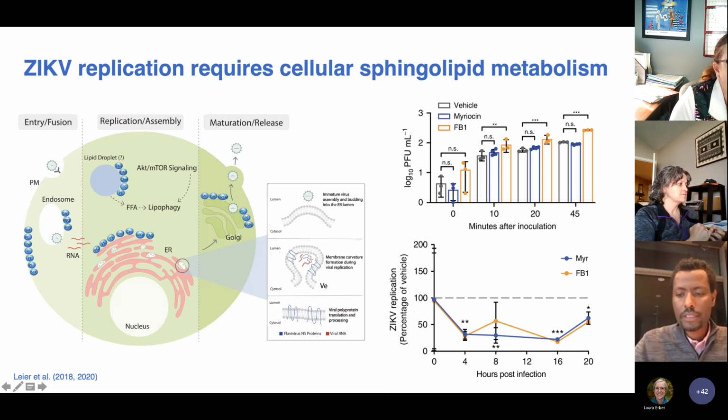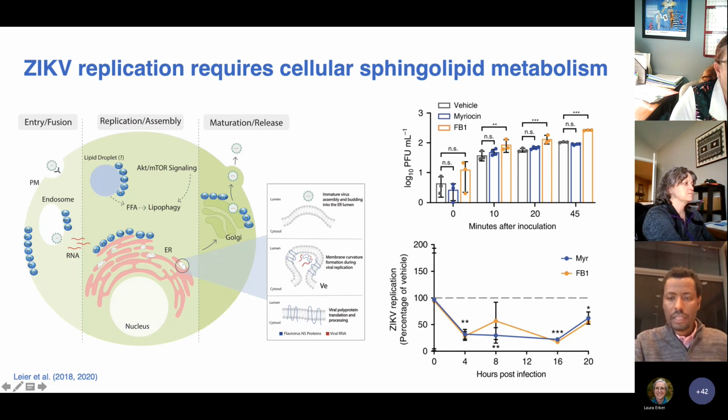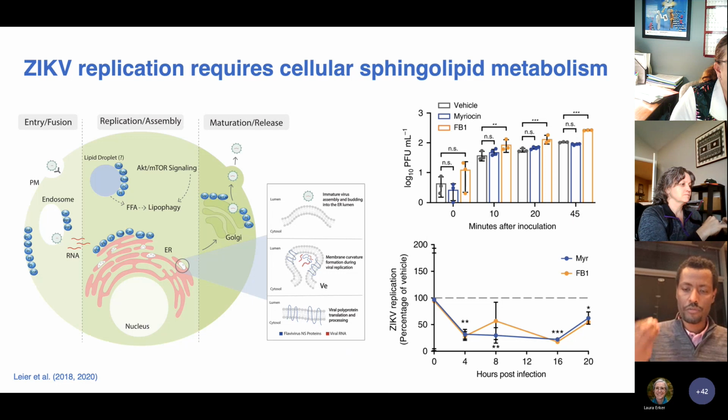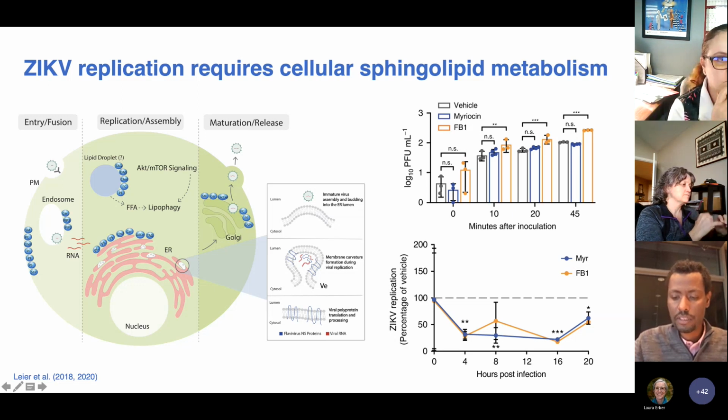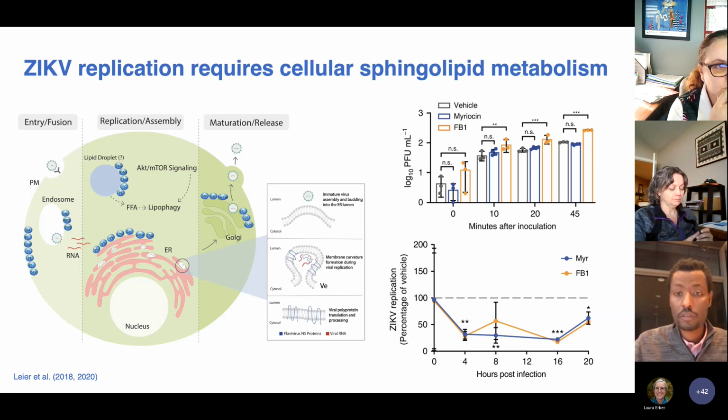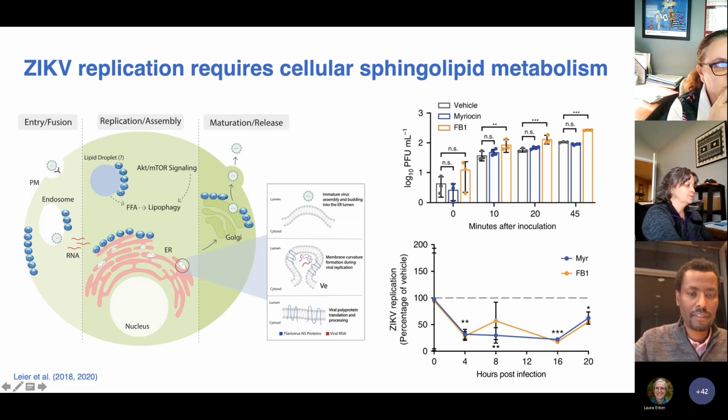And then to look at the replication step, we know that Zika virus replication starts at 4 hours. What we did is we quantified the amount of viral RNA within the cells after 4, 8, 12, and so on time points. And what we determined is that in myriocin and FB1 treated cells, we have a significant reduction in viral genome, showing that these lipids are important not in the entry but in the replication stage.